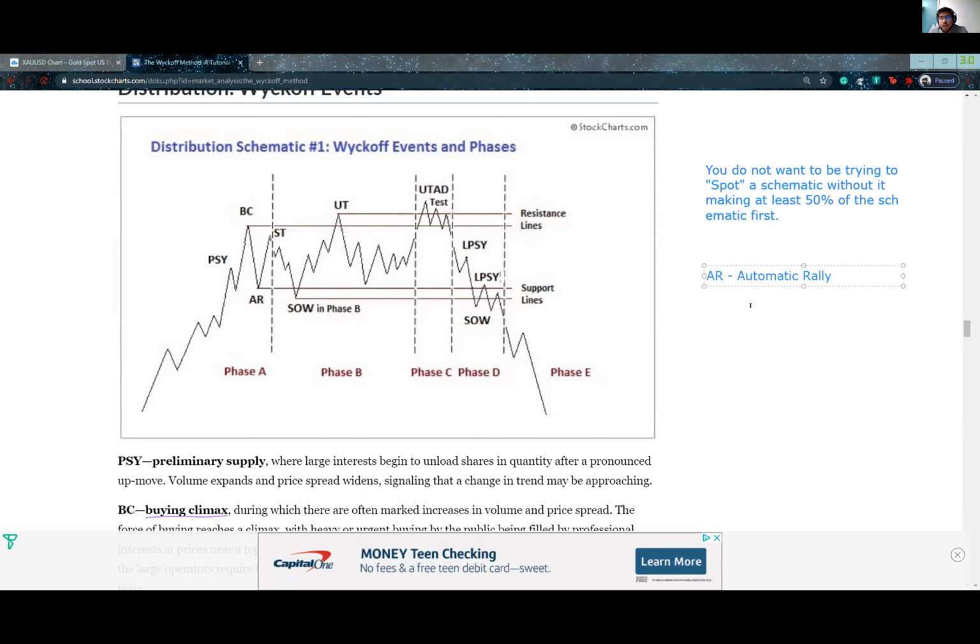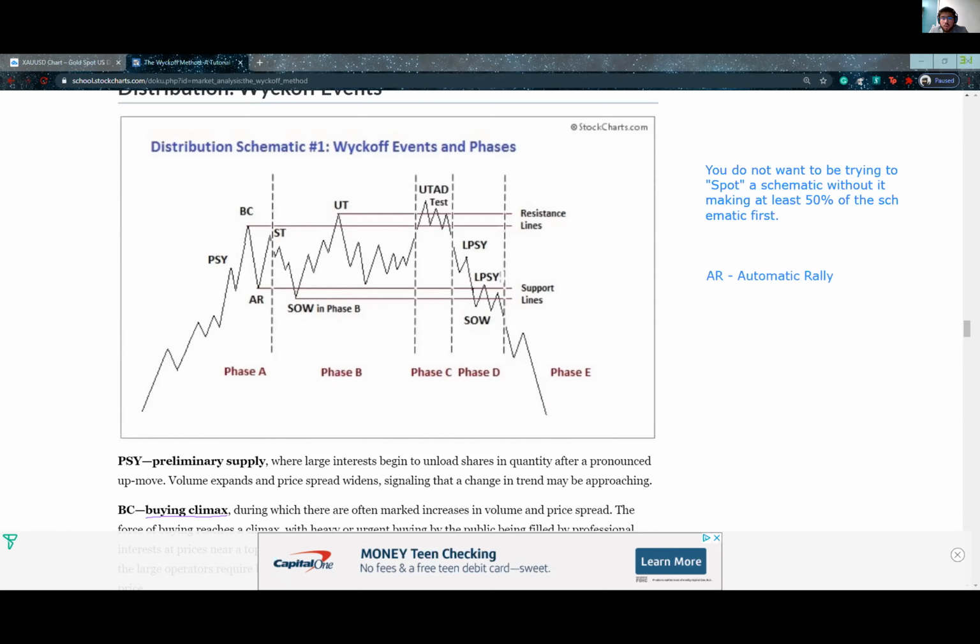Now, the automatic rally, what it does is essentially once you establish your range by placing the buying climax, the automatic rally is going to be the immediate reaction from the banks starting to pull back and assess whether or not that's where they want to actually stay in terms of their pricing points, right? So the AR is essentially part of the group of the range, right? So it's the bottom of the range.